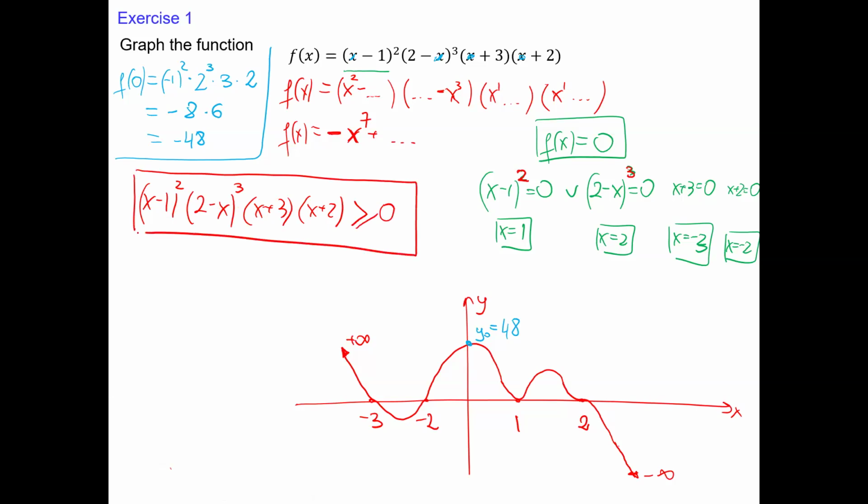For instance, something like this. Let's see now what you will do. You will follow the same process that I just did. You will graph the function and you will check where this graph is above the x-axis. Because if the graph is above the x-axis, this expression, this multiplication will be always positive.